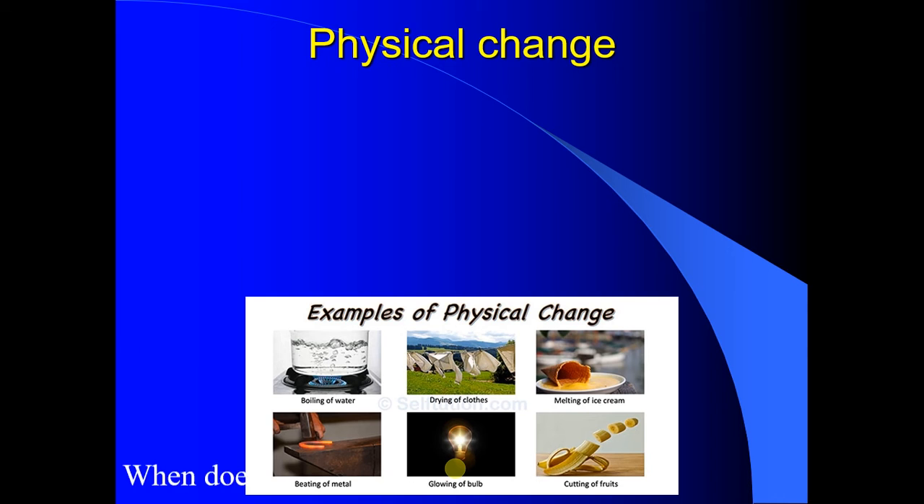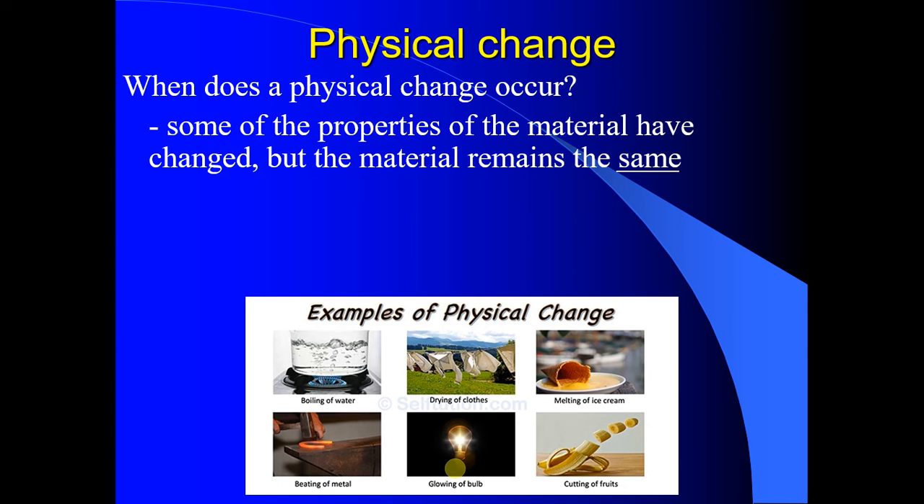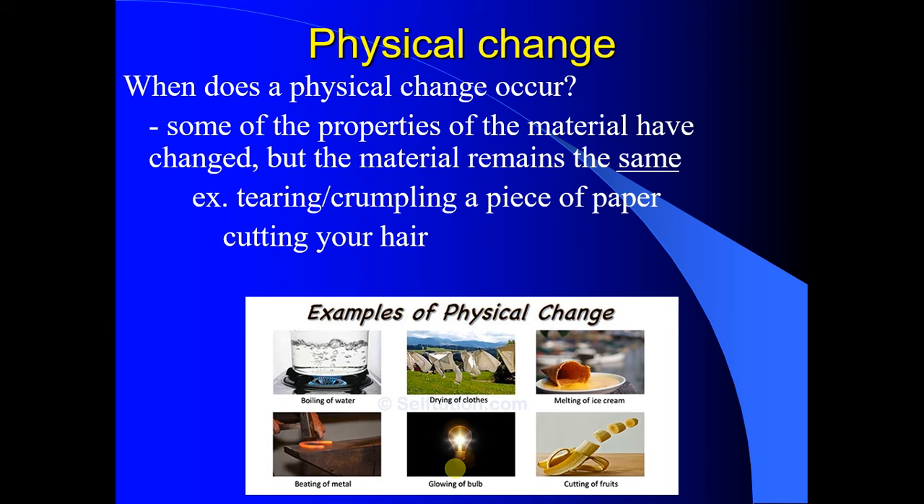Kind of related to physical properties is physical changes. A physical change is when some of the properties of a material have changed, but the material has stayed the same. So for example, if I tear a piece of paper, its physical property of size has changed, but it hasn't changed into a different substance, it's still paper. Okay? Or cutting your hair, the length has changed, that's a physical property, but it's still the same substance.